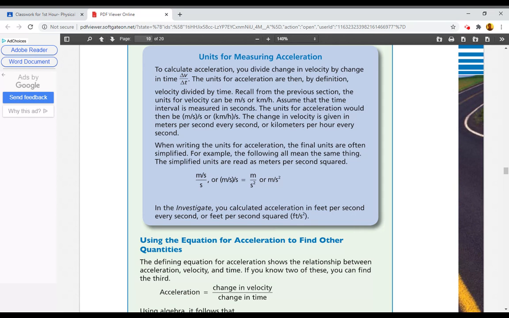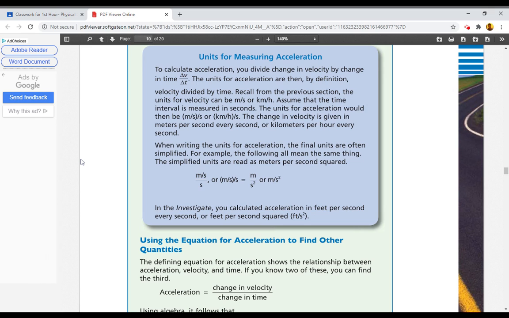So they're saying velocity divided by seconds or velocity divided by seconds, but they're in different systems. One is the metric system, the other one is the standard. Miles per second divided by second, or kilometers per hour divided by second. Okay. The change in velocity is given in meters per second every second, or kilometers per hour every second. There we go.